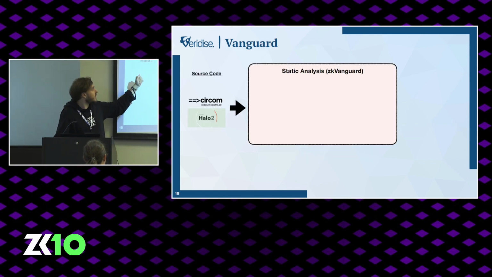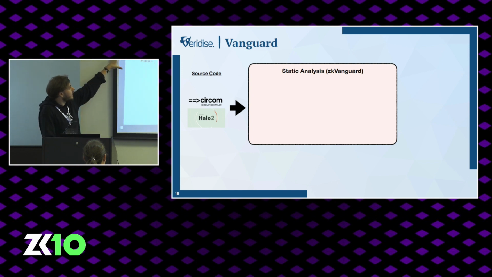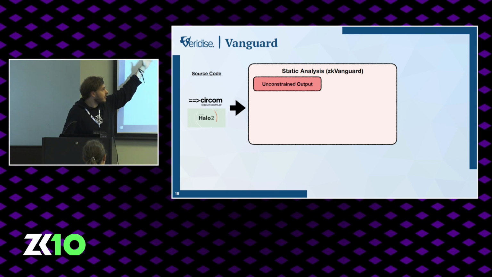So, a little bit of what is static analysis. We take a source code. zkVanguard right now only supports Circom, but the idea is we have a bunch of detectors, we call them.